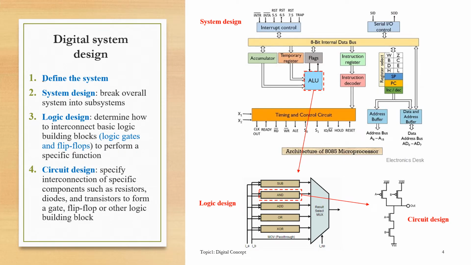To design a digital system, we follow a top-down design flow. So first, you have to define the system you want to design. For example, say I wanted to design a CPU here. Then second, you need to break down your system into different blocks. That's what we call subsystems.